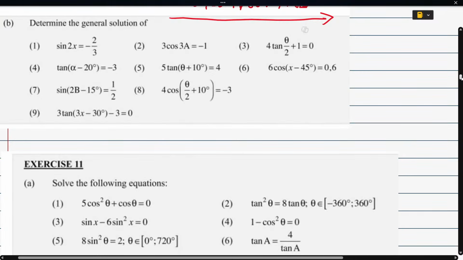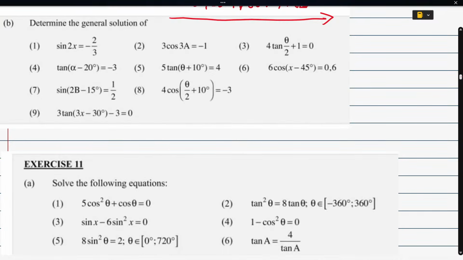Let me pick one question. Let me take this one for cos. Let's take the second one. We're going to be done not so long.